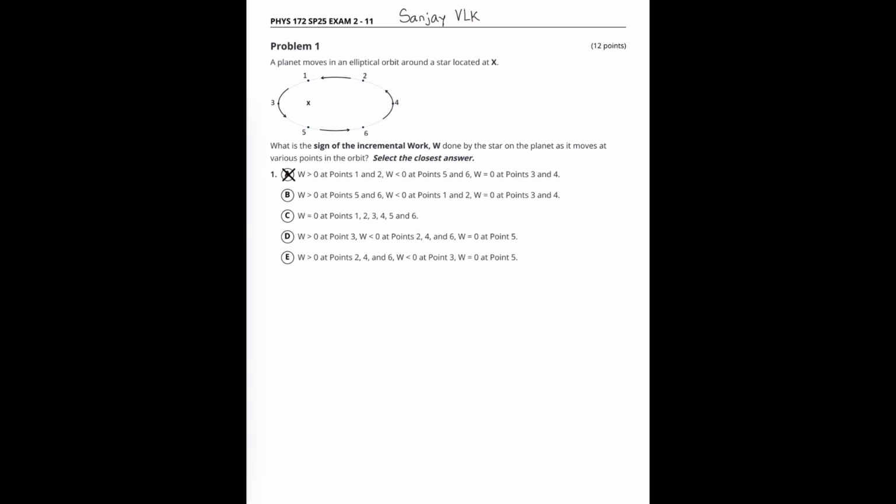I'll be going over the Physics 172 Spring 25 Exam 2. So problem 1 states, a planet moves in an elliptical orbit around a star located at X. What is the sign of the incremental work W done by the star on the planet as it moves at various points in the orbit? Select the closest answer.